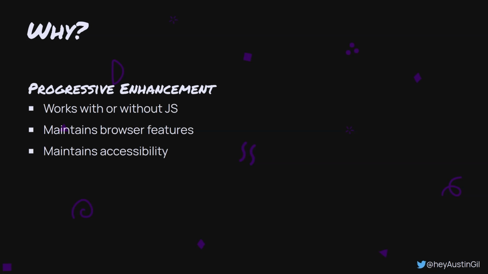Now, why would we do it this way? Well, first, this supports progressive enhancement, which means it's going to work with or without JavaScript. If JavaScript is slow to load or fails to download or there's a spotty connection or whatever, this is still going to work because it will fall back to the HTML, which we had seen before. This also maintains existing browser features, which is really good for users that know what they want to do or are familiar filling out forms, and it maintains accessibility because, again, we built the form with HTML before and we made it accessible the first time.